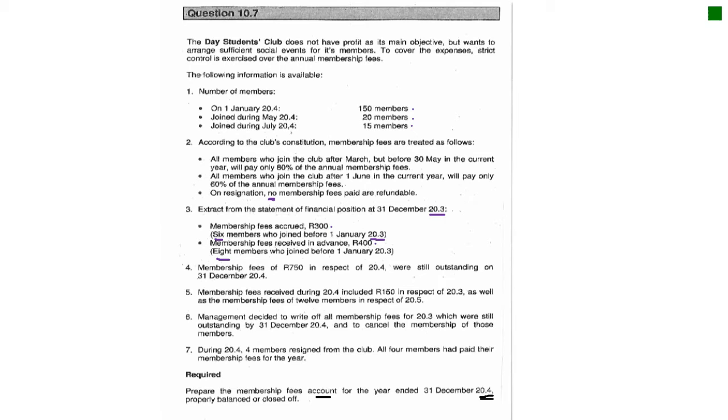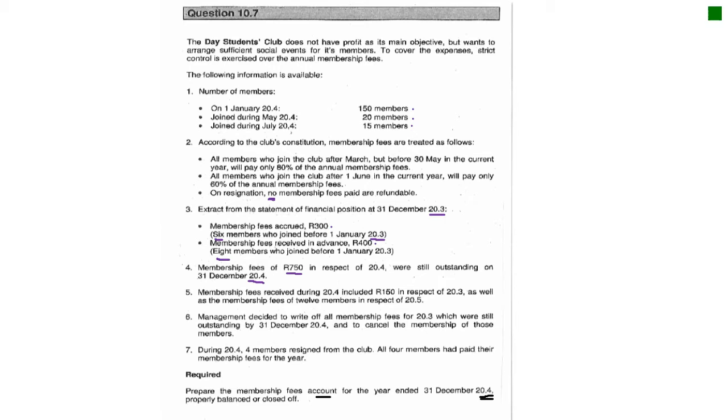Then they tell us membership fees of 750 in respect of 2004 were still outstanding on the 31st of December 2004. So that means for the current year, there are members who haven't paid their membership fees, and that amount is 750 Rand that we'll have to raise as an asset and credit income.